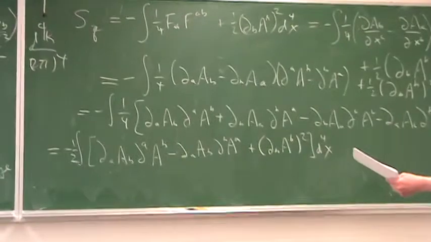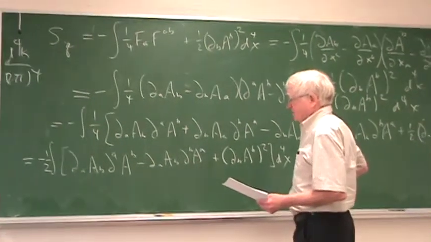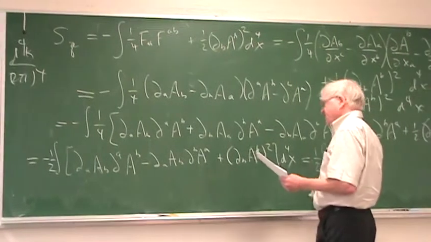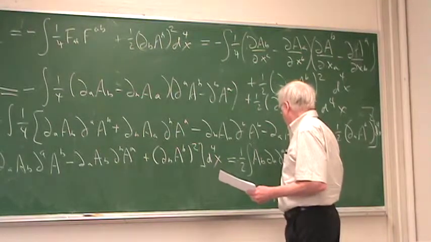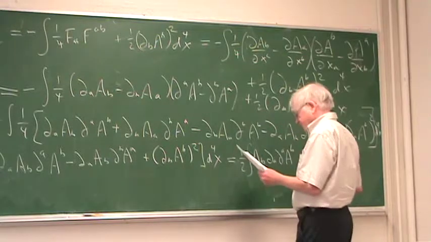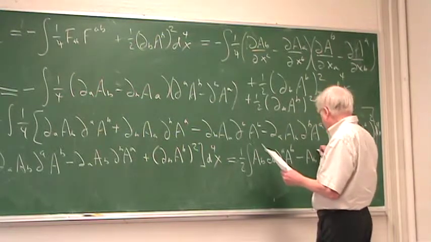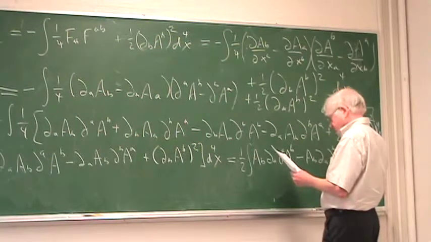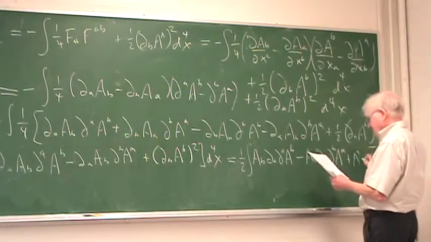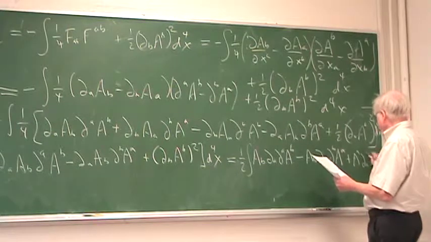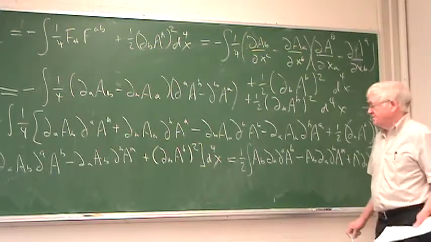Okay, now we're going to integrate by parts, and, of course, throw away the surface terms, and we get an overall minus sign, so now we have a plus a half. And this is A_B, and now this is just D_A D^A A^B. And then we have minus A_B, and now we have D_A D^B A^A. And then we have plus A_A D^A D_B A^B.